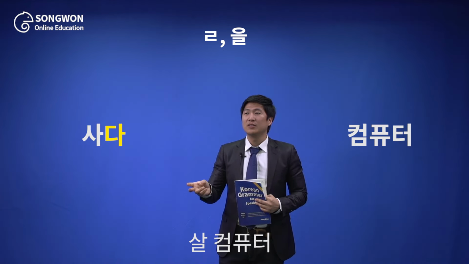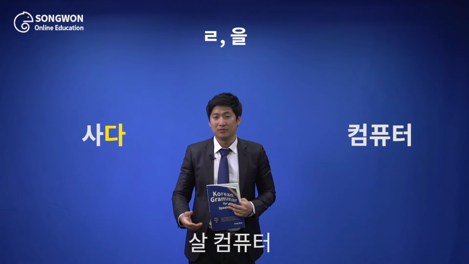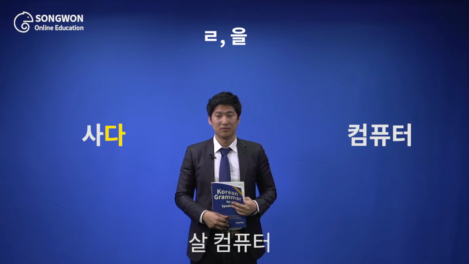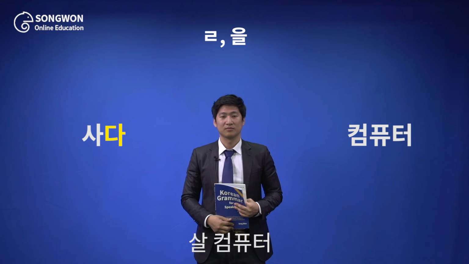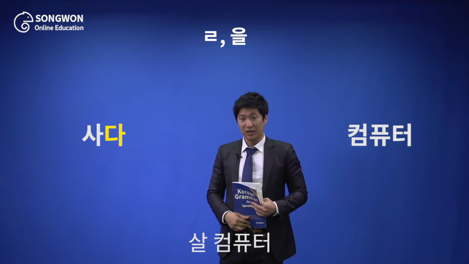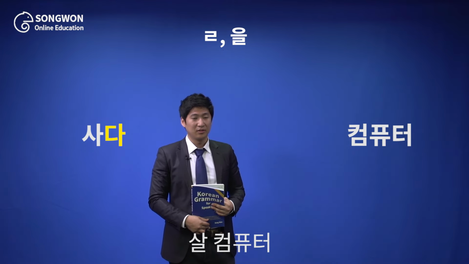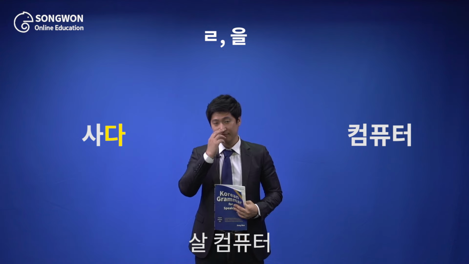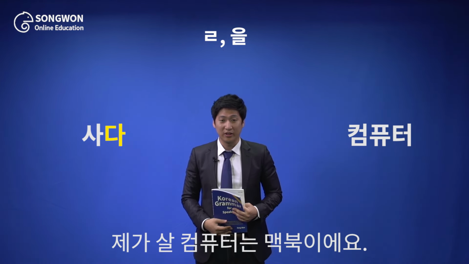Then how do we say, the computer that I will buy is MacBook? 제가 살 컴퓨터 is... 는? 컴퓨터. That's right. 컴퓨터는 MacBook이에요. Say that again. 제가 살 컴퓨터는 맥북이에요. Got it? Yes.